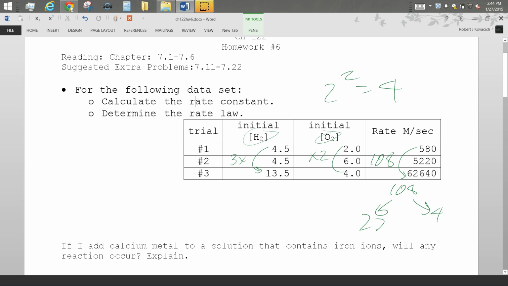So how much did the hydrogen change the rate? Changed it by a factor of 27, right? So hydrogen is responsible for a 27 change, oxygen is responsible for a 4 change. Okay, but I had a tripling of the hydrogen concentration, so when do 27 and 3 equal each other? When I cube that. So that just made my order with respect to my hydrogen a 3, third order. Second order with respect to the oxygen.